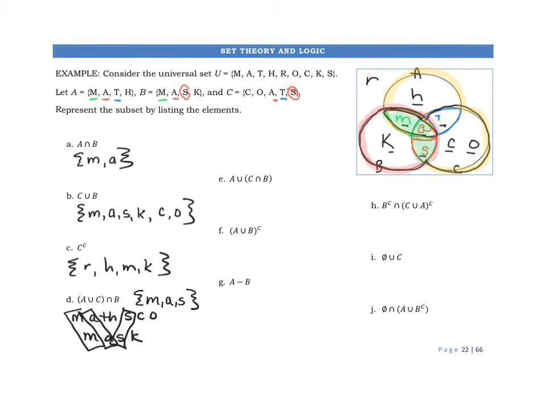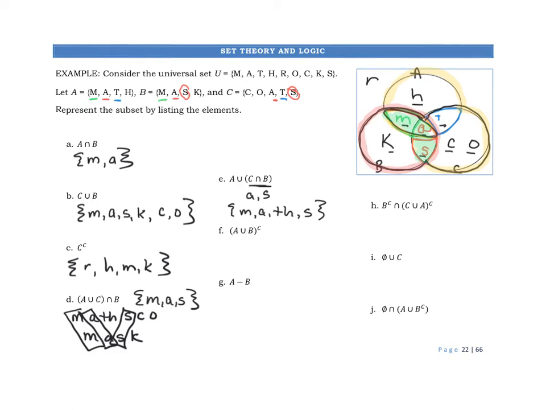Okay, let's look at E. We need to do the parentheses first, like any order of operations. What elements are common to both set C and B? Well, it looks like A and S, right? And we want A and S, and all the elements that are in set A. Well, let's start listing all the elements in set A. That's M, A, T, H, and then we have the S. So that can be all the elements that are in set A, or all the elements in the intersection of C and B, or the ones that are both.